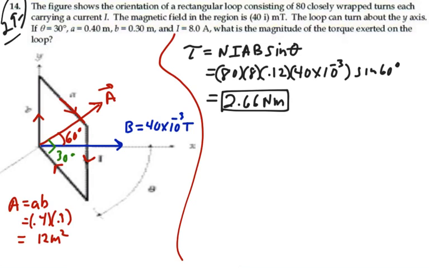So that is our angle. If we did A cross B, actually this torque vector would be down in the negative y direction. As this thing will rotate, the area vector will want to align itself towards the field. It's going to want to align itself towards the field, so the area vector is going to try to align itself in that direction. This thing will rotate clockwise as you look at it from the top. So that's our answer, 2.66 Newton meters.